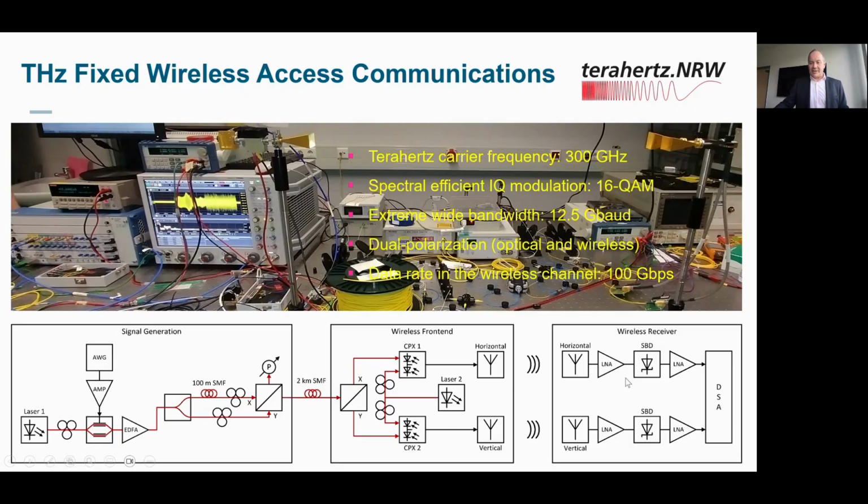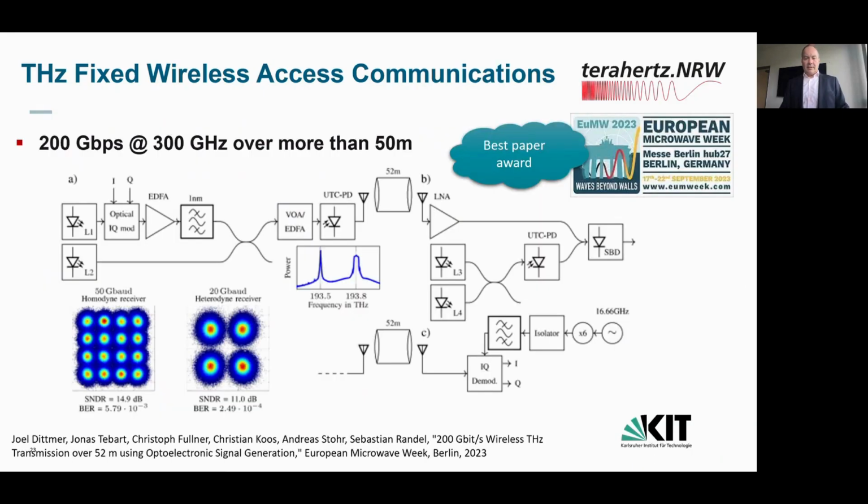So the horizontal polarization and the vertical polarization are both down converted to a baseband signal, and then we can analyze the data that we are receiving. Using this system, we have generated something like 100 gigabit per second, and we can wirelessly transmit this 100 gigabit per second to the wireless receiver. And as I mentioned already, carrier frequency here is 300 gigahertz. We use in this case 16 QAM modulation and a bandwidth of 12.5 gigabaud for this use case or for this system. So that was the first work.